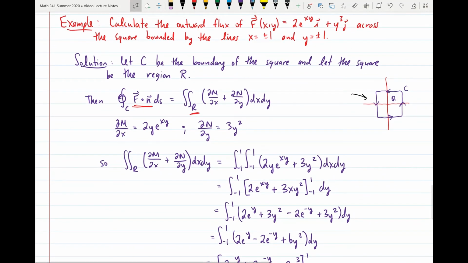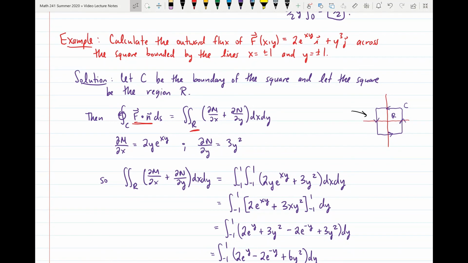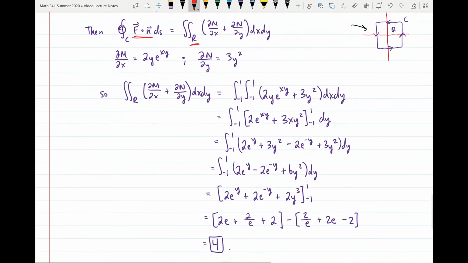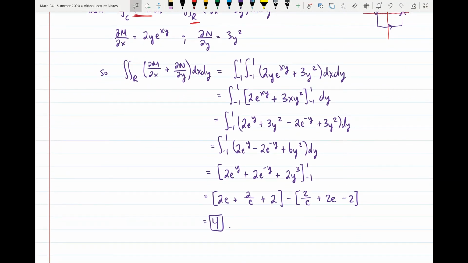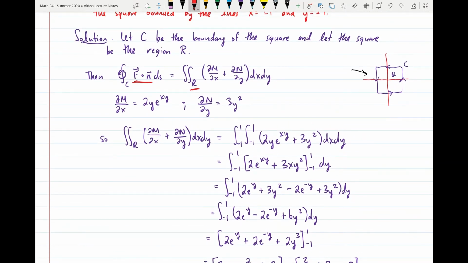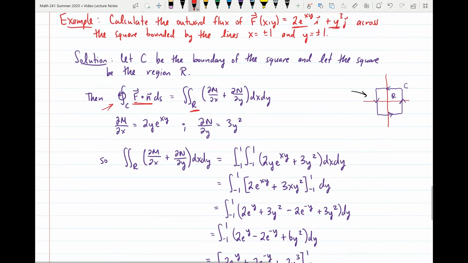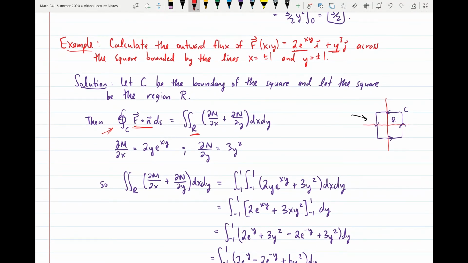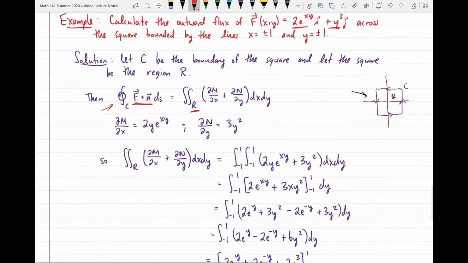And the partial derivative of m with respect to x is just 2 times y times e to the xy, and the partial derivative of n with respect to y is equal to 3y squared. So you can verify both of those partial derivatives for yourself just by looking at the component functions up here. And so now we want to evaluate this double integral here, and that'll give us the value of our line integral that's giving us the flux crossing our curve C, which is the boundary of our square.